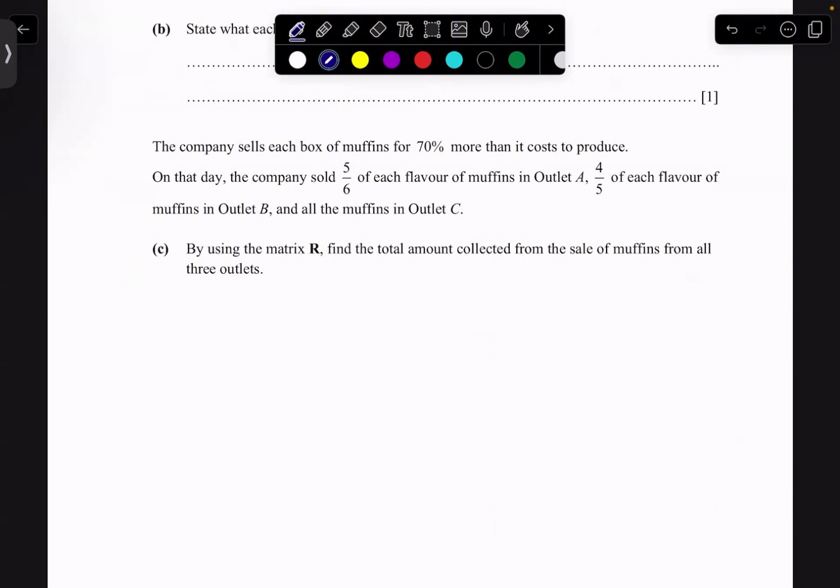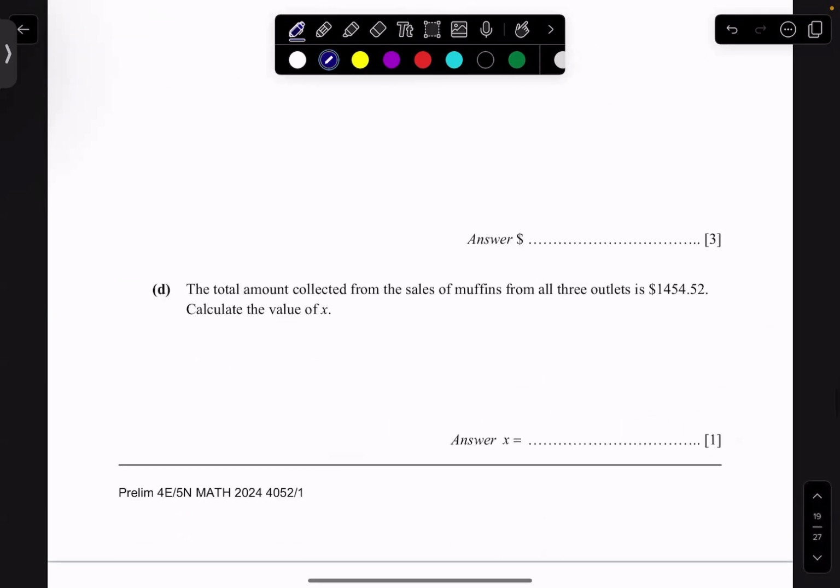On the day, the company sold 5/6 of each of the muffins in A, 4/5 in B, and all in C. By using matrix R, find the total amount collected from the sales of all 3 outlets. The total amount collected from the sales of muffin from all 3 outlets is this amount. Calculate the value of x. All right, let's take a look.